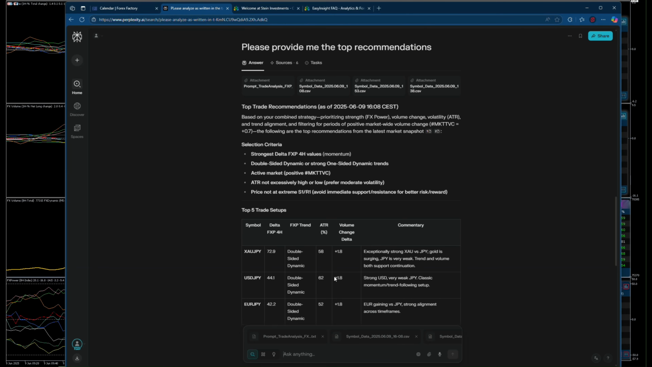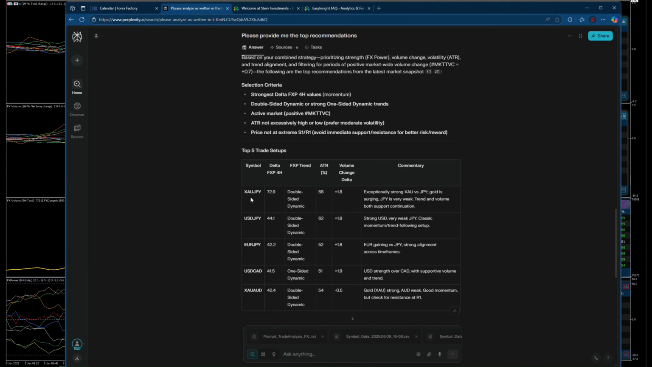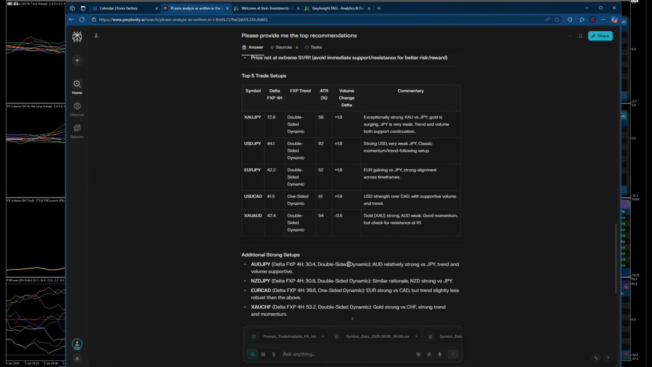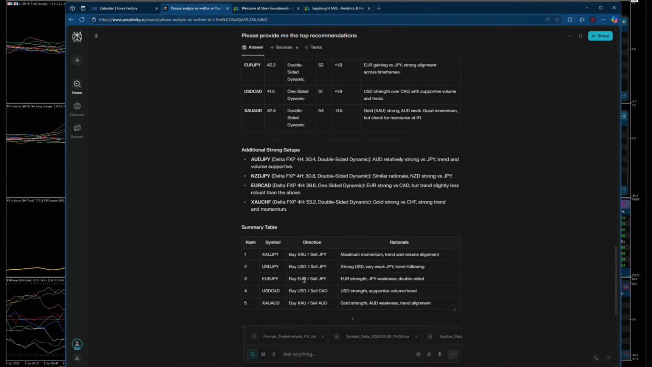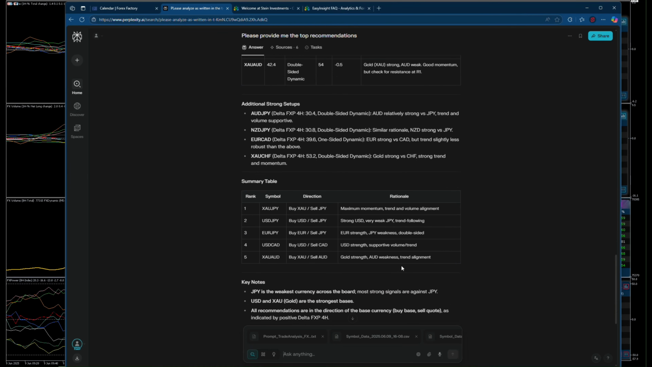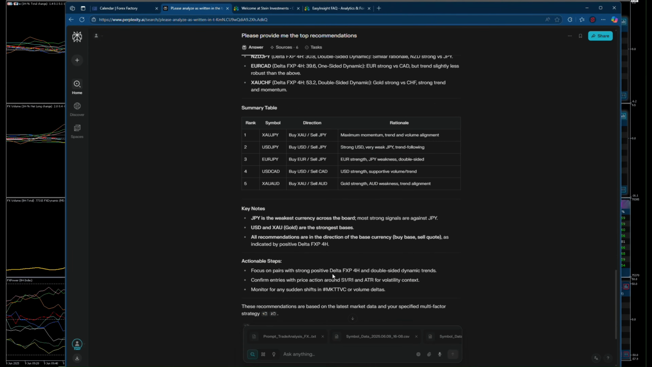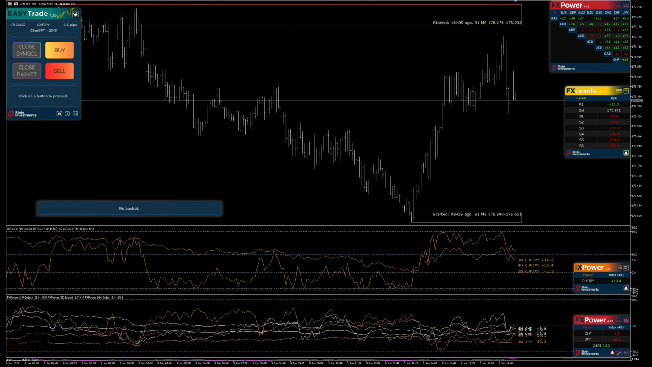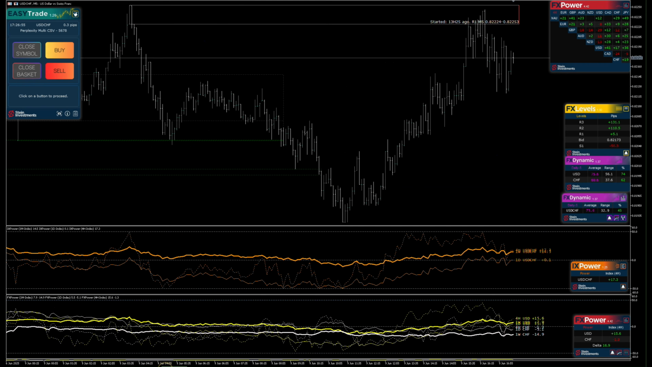So the top recommendations are mainly related to the yen, as we can see here. Gold against the yen, US dollar against the yen, euro against the yen, and then 2 other pairs as well. Additional strong setups are also suggested. And so there is a summary table, and I would say I go with this summary and trade as suggested.